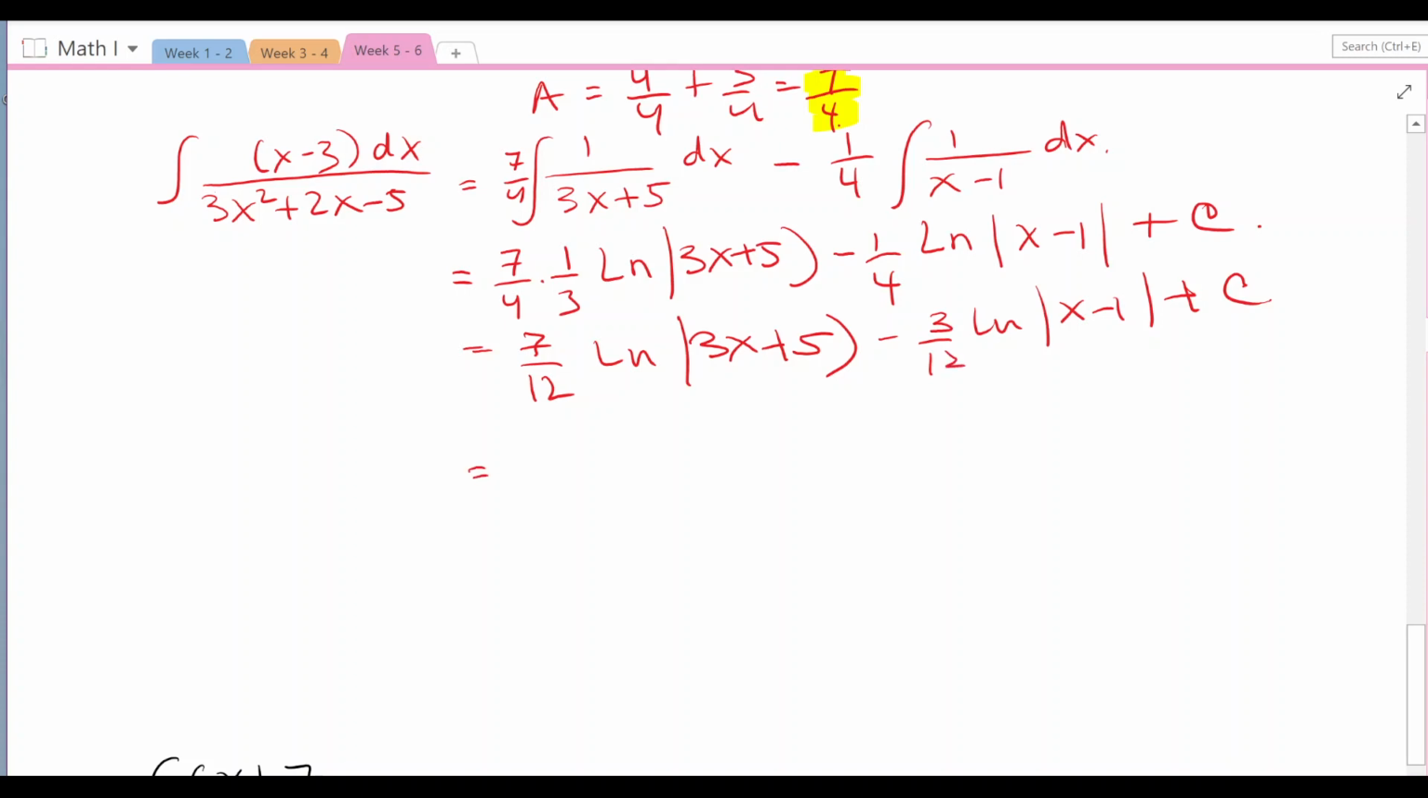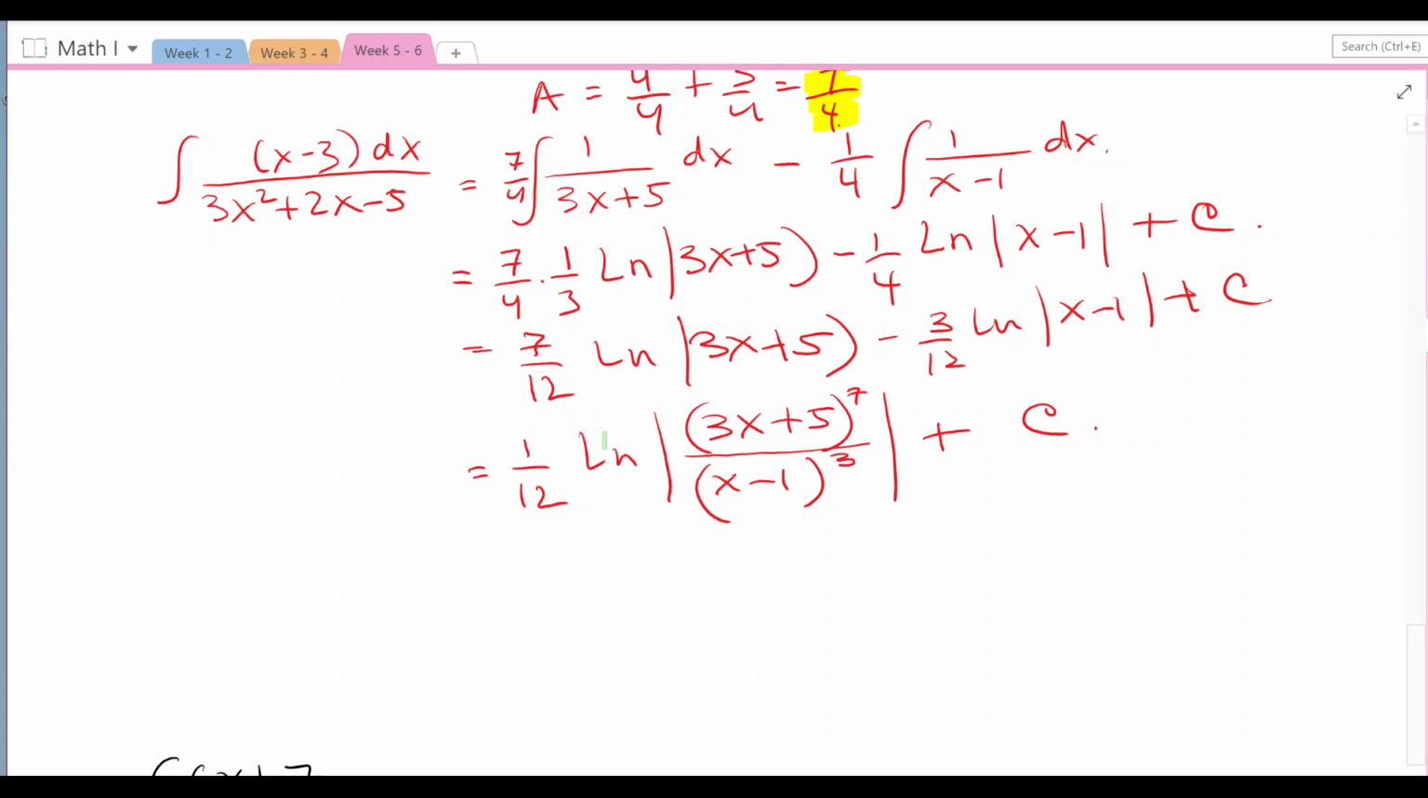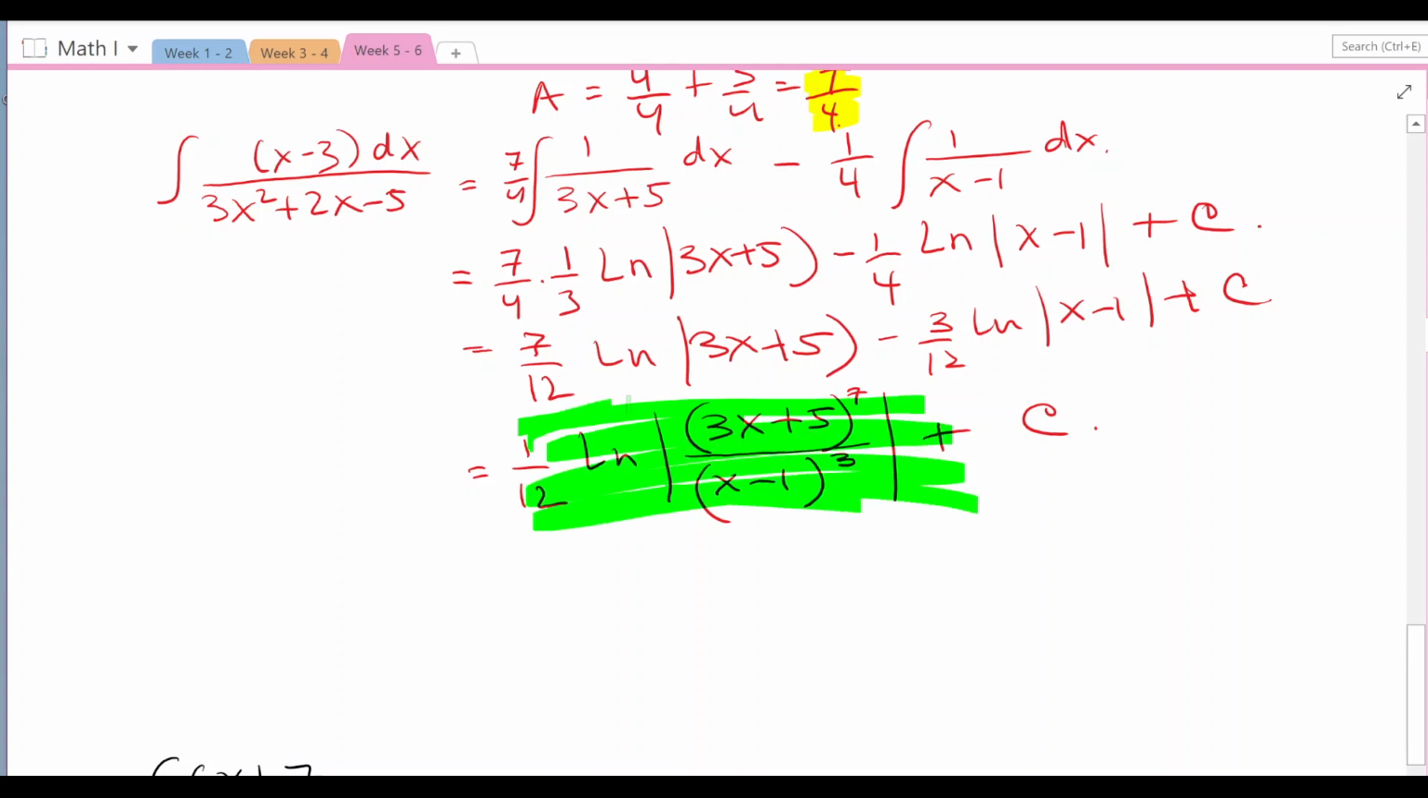Therefore our common factor is 1/12 times the natural log of, now we are going to combine the two terms, 3x plus 5 raised to the power of 7 because of the 7 here, and because it is a negative sign, the second term is divided by x minus 1 to the power of 3, because the coefficient here is 3, and then the whole thing is plus c. Okay, that's the answer for the second problem.